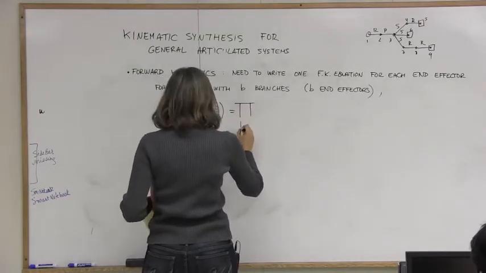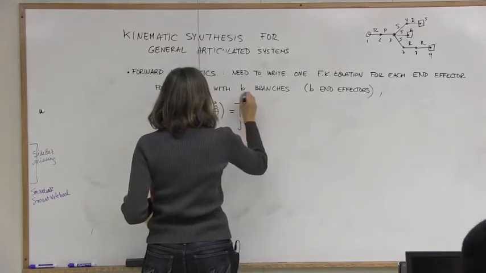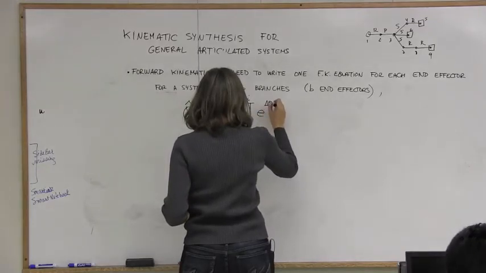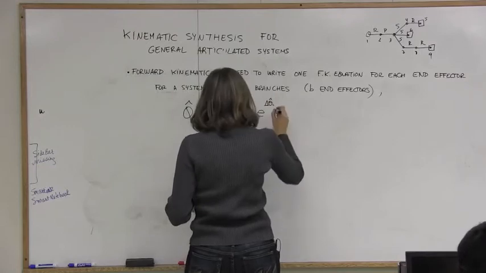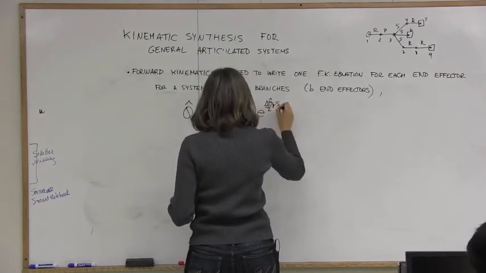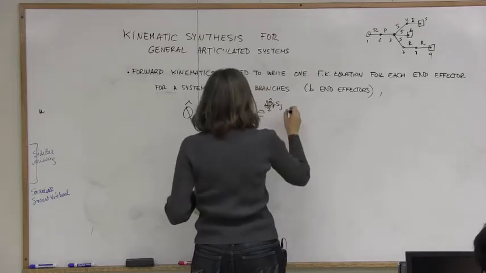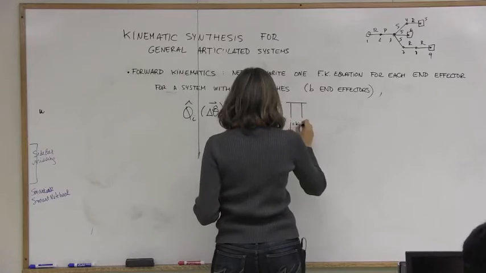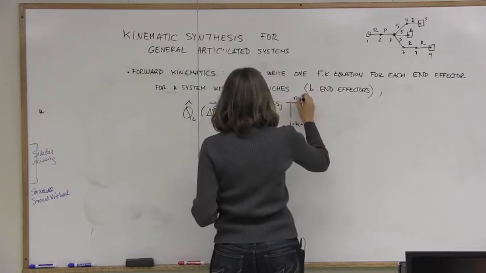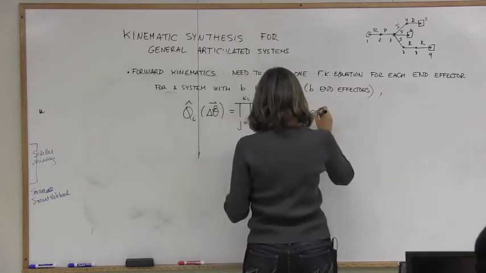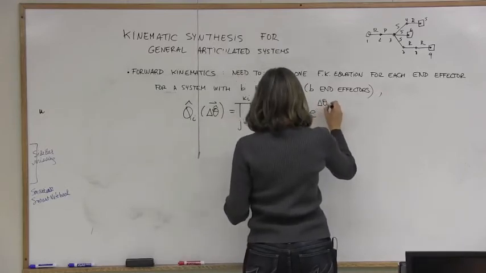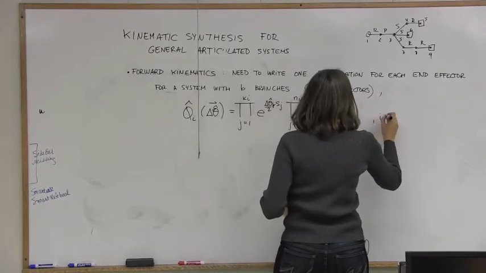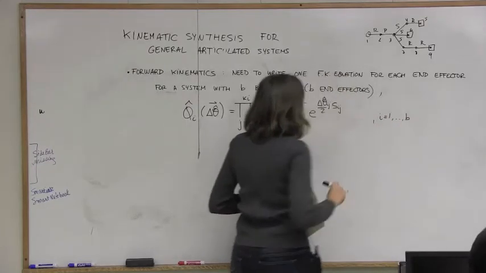Let me see which symbol I use. J equal 1 to K sub I of the exponential delta theta j divided by 2 Sj, times the product J equal Ki plus 1 to Ni of the exponential delta theta Ij hat divided by 2 Sij, I equal 1 to B. So that's one for each branch.